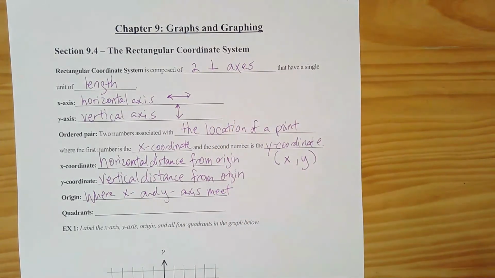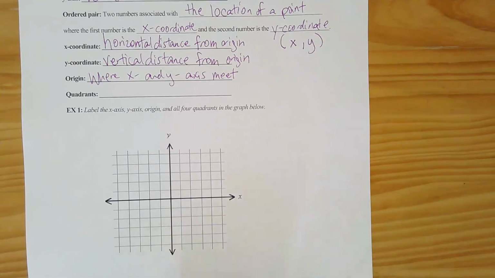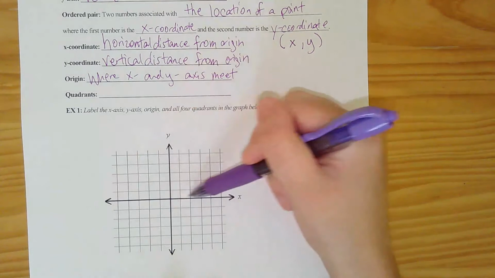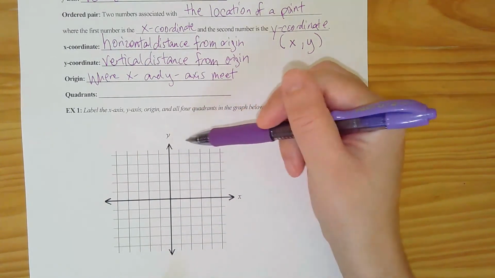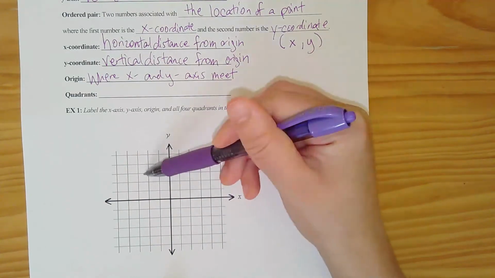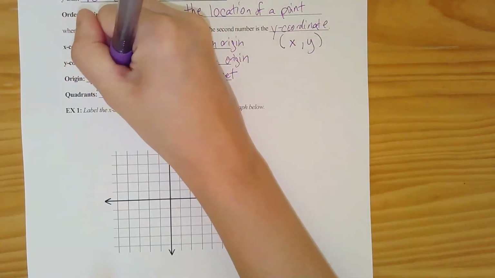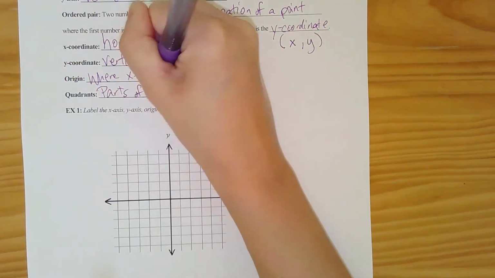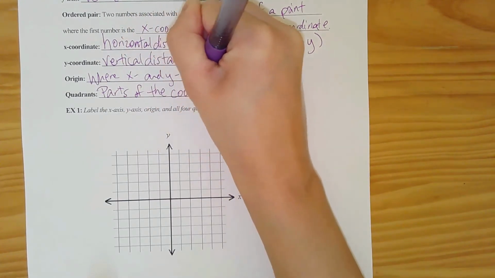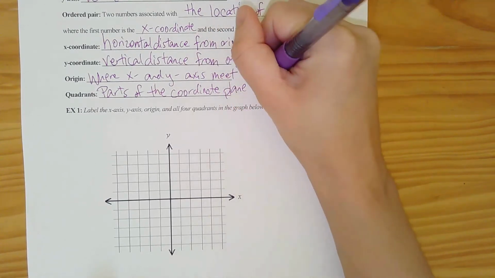Okay, and another thing that I'm going to bring up is something called quadrants. So I have a picture down here of a rectangular coordinate system. And if you notice, we have the x-axis, we have the y-axis, and what this does is it breaks up that plane into four pieces. Those four pieces are called quadrants. Okay, so these are parts of the coordinate plane that are divided by the axes.